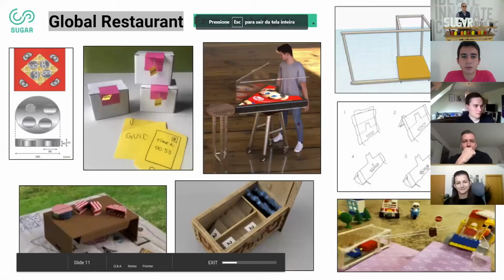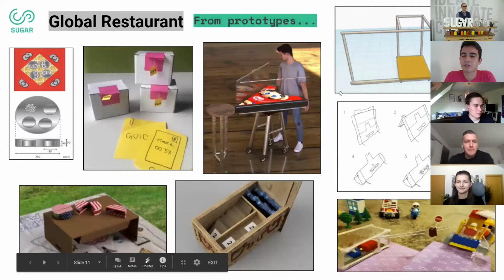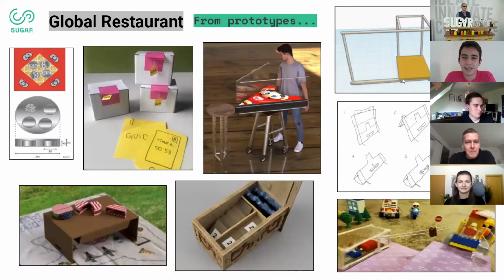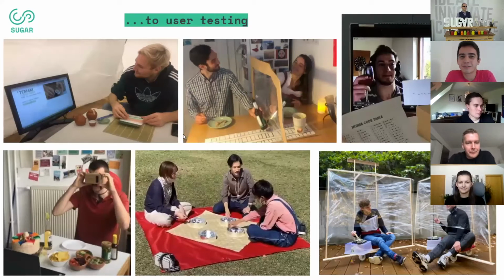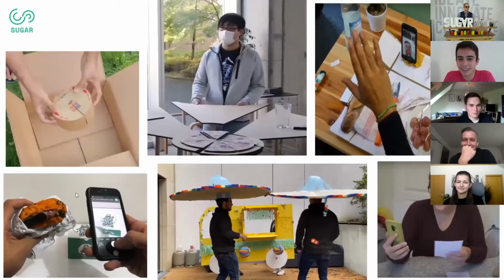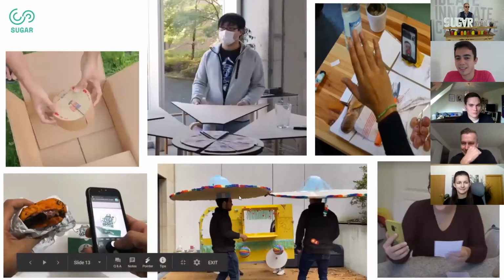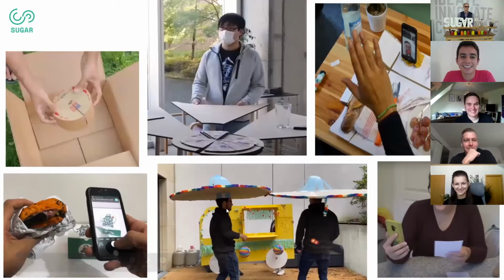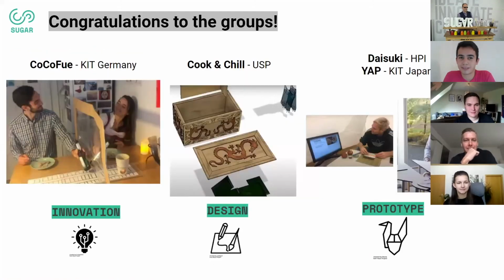We saw all your documentations, and you got really great prototypes, and we selected some photos to present here. We also saw a lot of different videos, so I highly recommend you all see the videos. They are really fun. After the evaluations, we can see here some examples from the videos. And I love this one. Congratulations, guys. Here are the final results for the Global Restaurant.